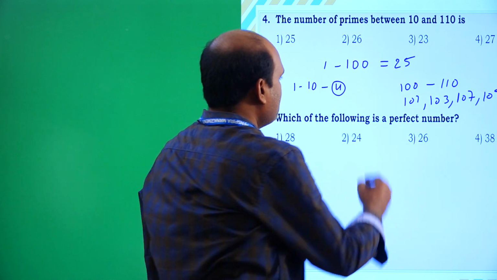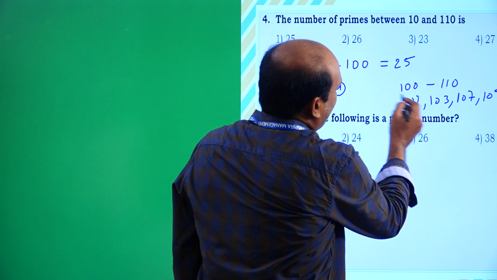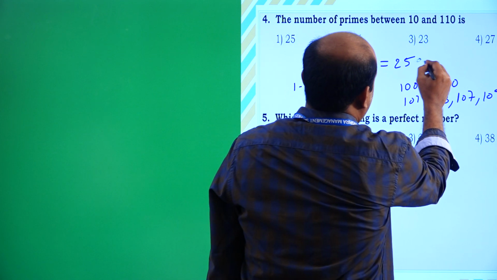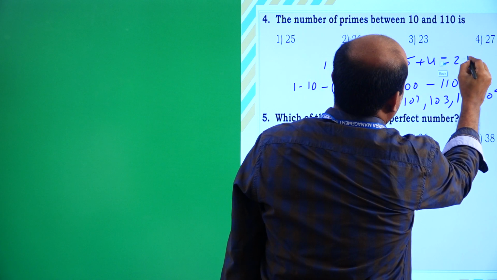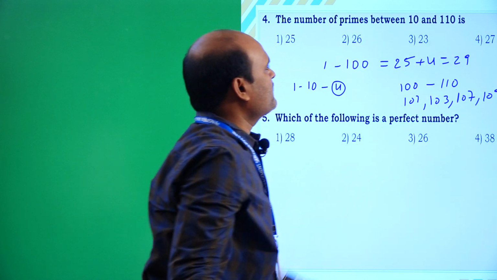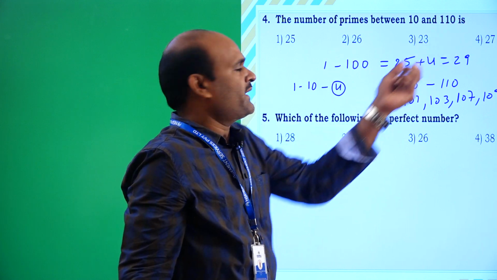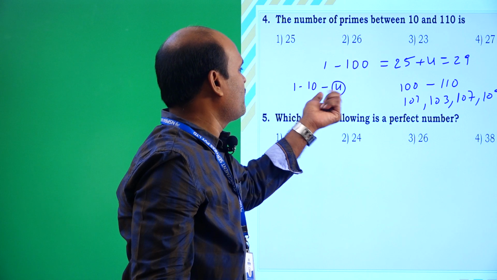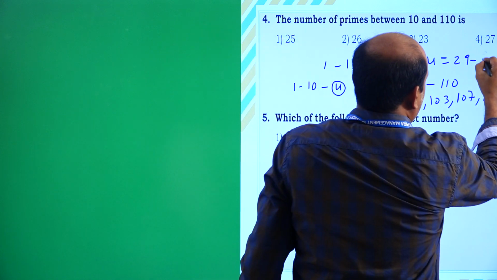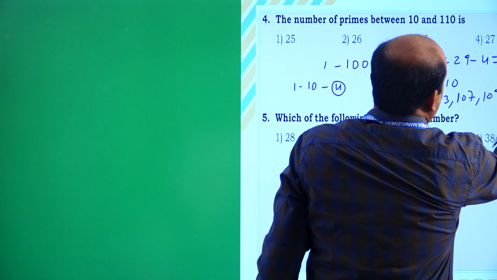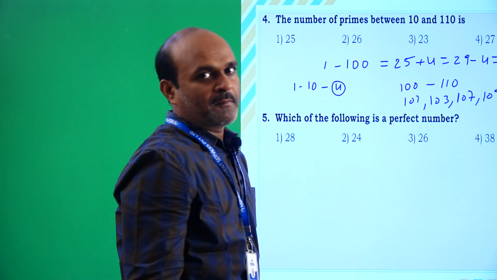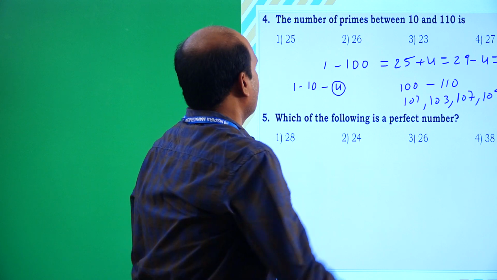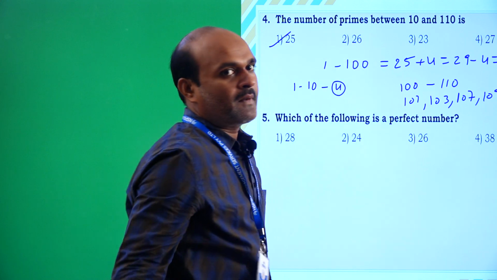So 1 to 110, how many? This 4 plus 25, right? 4 plus 25, 29. But in our problem, they are asking 10 to 110. So you subtract the prime numbers between 1 to 10, which is 4. Subtract 4 from 29, that is equal to 25. 25 prime numbers are between 10 and 110. So 25 prime numbers.